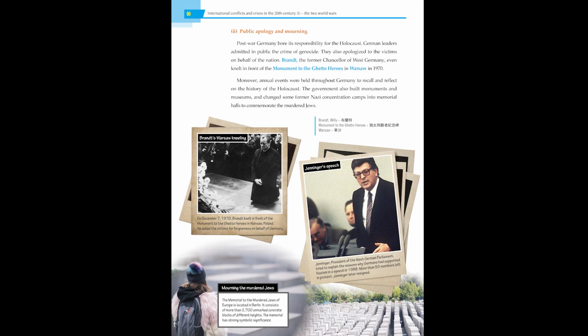On December 7, 1970, Brandt knelt in front of the monument to the ghetto heroes in Warsaw, Poland. He asked the victims for forgiveness on behalf of Germany. Jenninger, president of the West German parliament, tried to explain the reasons why Germans had supported Nazism in a speech in 1988. More than 50 members left in protest. Jenninger later resigned.